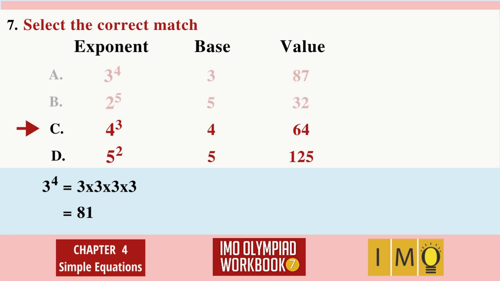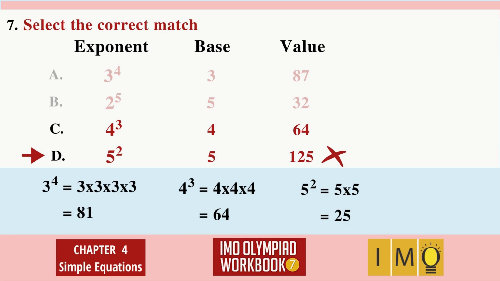Moving to option C, 4 cube is 4 into 4 into 4, and that is 64. So the value given in the question matches with the answer. So we have C to be the correct match. Let's find out if option D is also wrong before we mark the right answer. 5 square is 25. So D cannot be the right answer. So now we can confirm that the right option is option C.